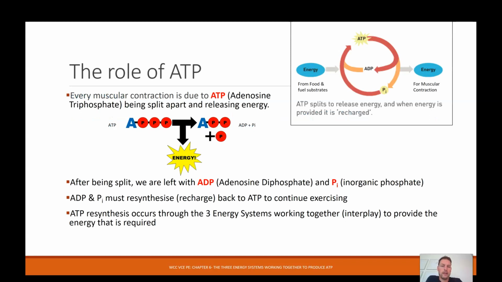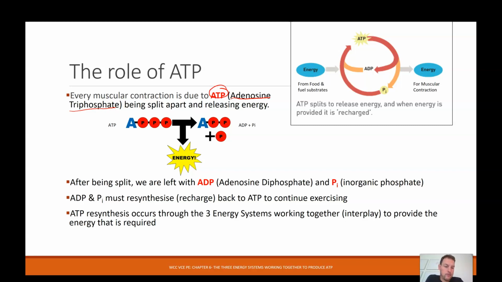So the first thing we're going to look at is the role of ATP. You might have heard of ATP before. ATP stands for adenosine triphosphate. In the exam and SACs, we don't want you trying to spell adenosine triphosphate, so just using the term ATP will be more than okay.